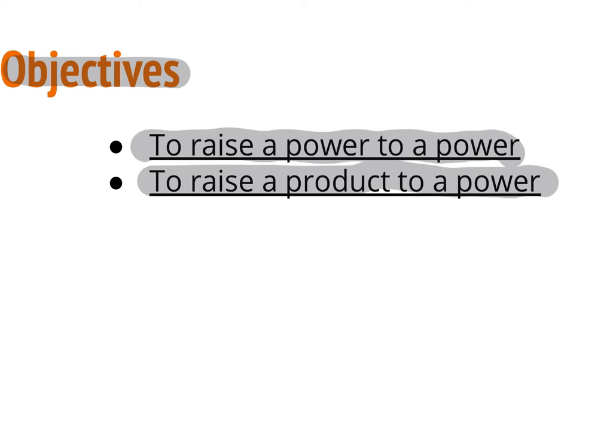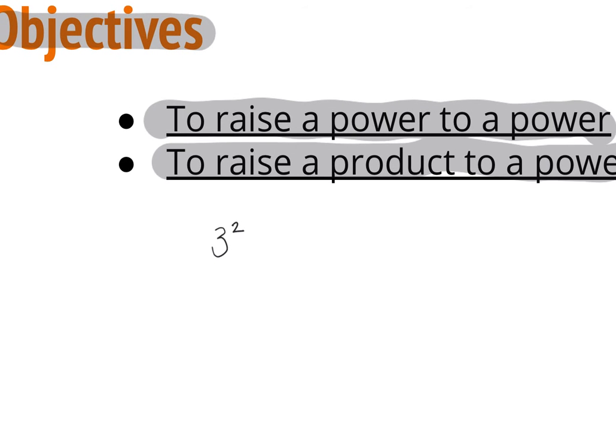Let's write down 3 squared. Now, what we're learning today, we all know that 3 squared is 3 times 3, which is 9, right? What we're learning today is what happens when you square an exponent. So what happens if we took this 3 squared, we put parentheses around it, and we squared the whole thing?